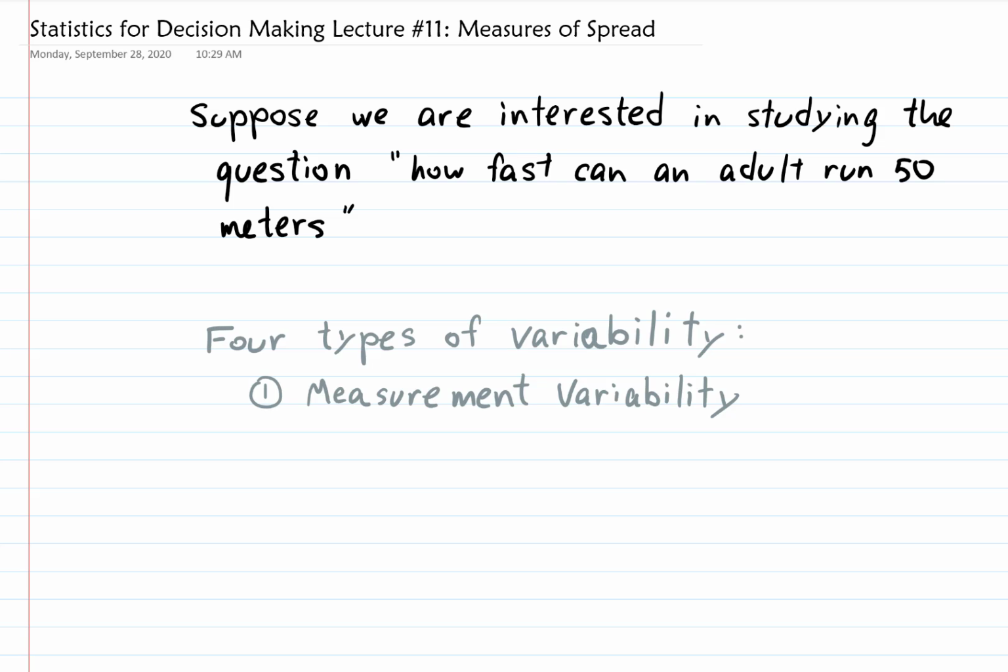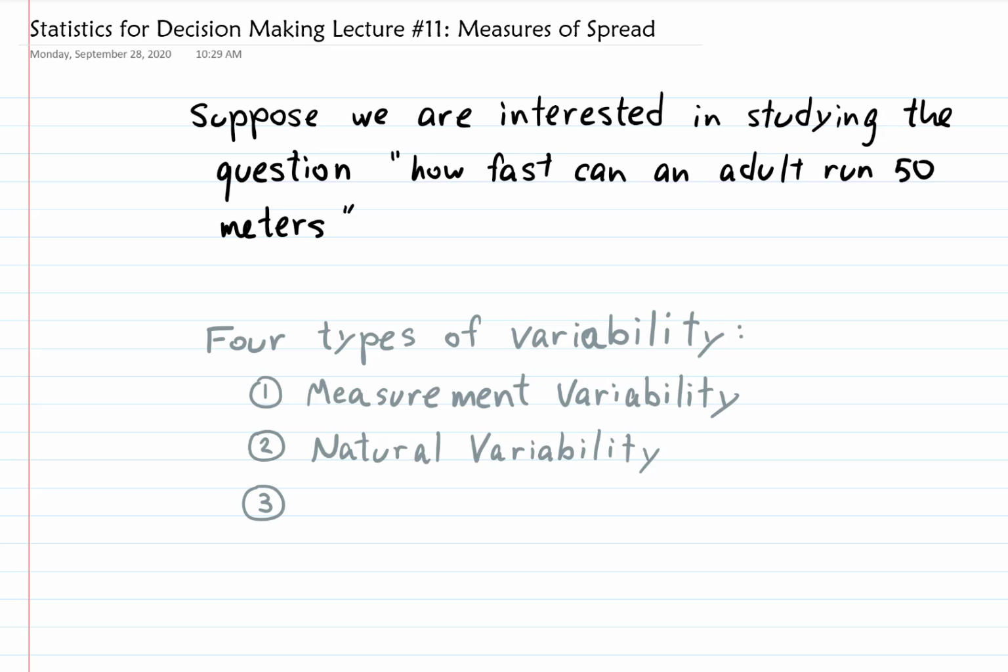Another type of variability is natural variability, and this is a variability that just happens on its own. If I take 20 people and I time them while they're running, some people are going to be faster than others. And so there's going to be variability in the times that I get. That one's pretty simple to understand.